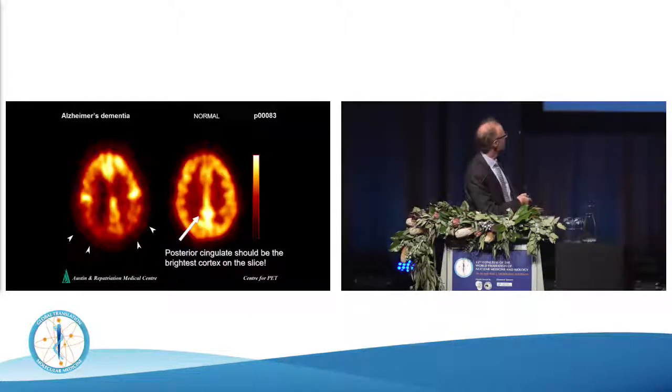So here's an example, just to drive home that the posterior cingulate, this is a normal brain, should be the brightest thing on the slice. So it's brighter than frontal cortex, it's brighter than parietolateral occipital cortex. Here we have a patient with Alzheimer's disease. Interestingly, there is a little bit of preservation in this sort of mid part of the cingulate gyrus, but behind that, the precuneus and part of the posterior cingulate, there's a reduction.